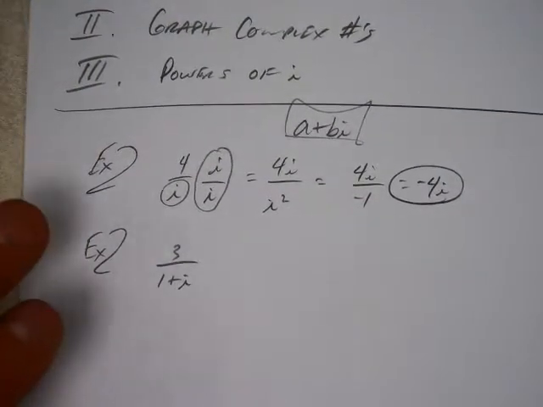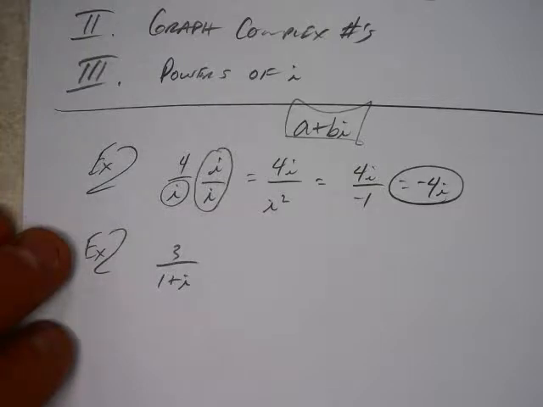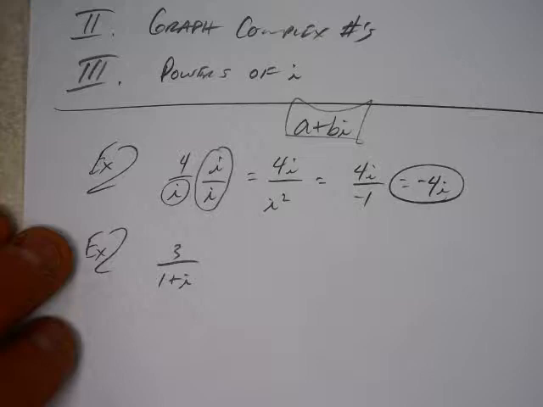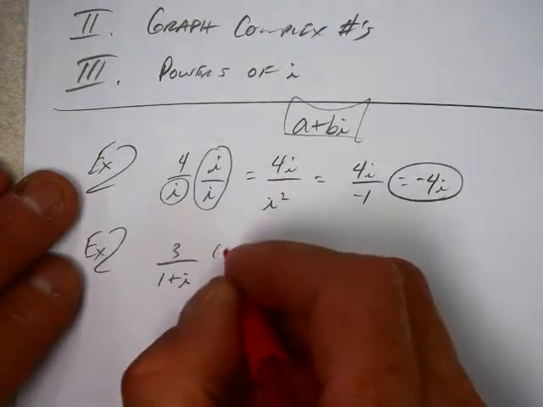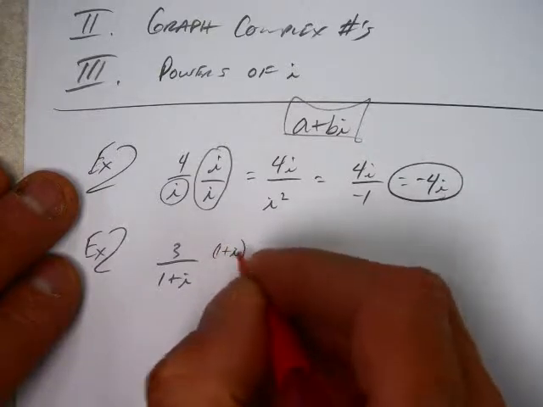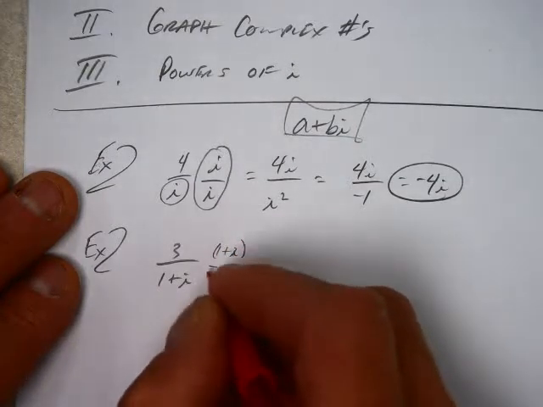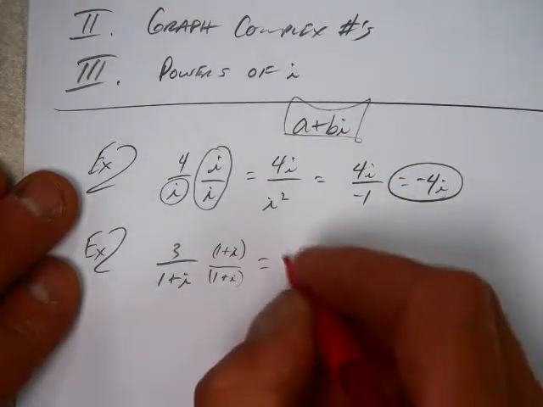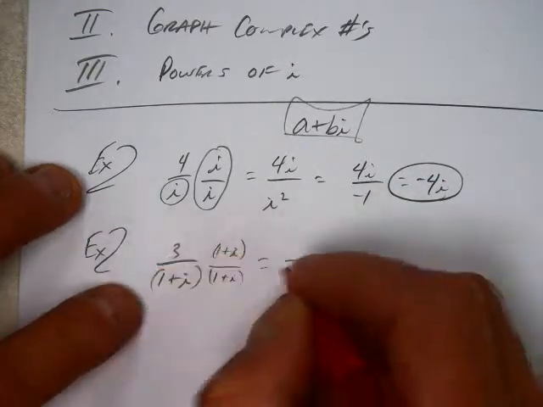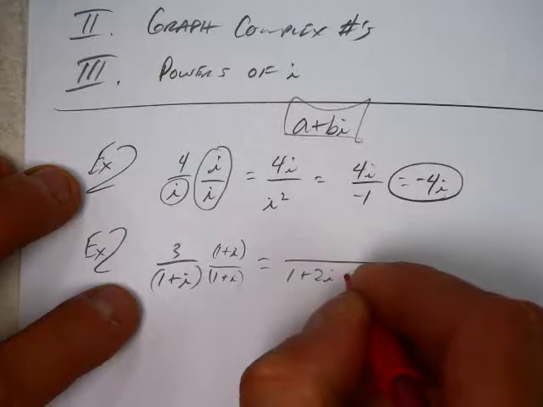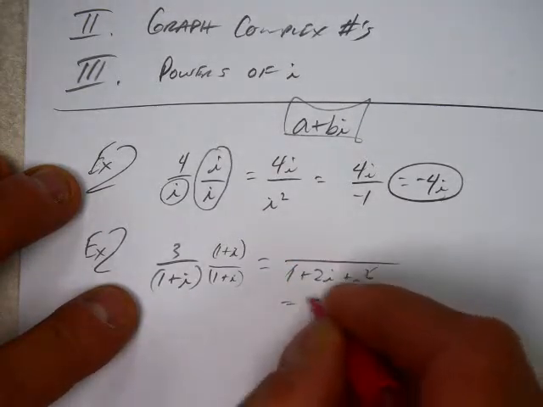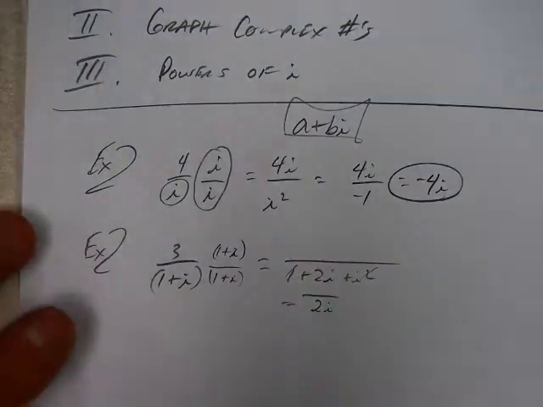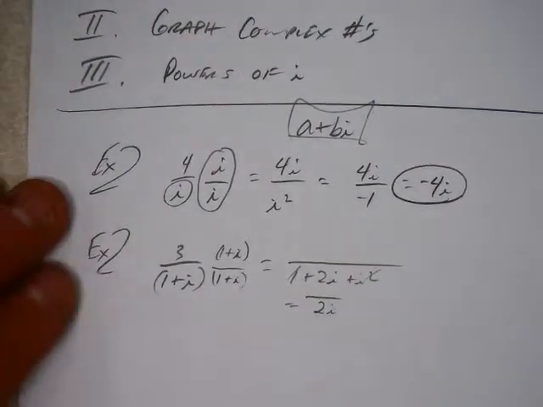Any ideas what I would multiply top and bottom by? 1 plus i. I think that's a great idea. Let's just look at the bottom. So I get 1 plus 2i plus i squared. So I get 2i on the bottom. Okay, it got me rid of my real part, but it didn't get rid of my imaginary part.